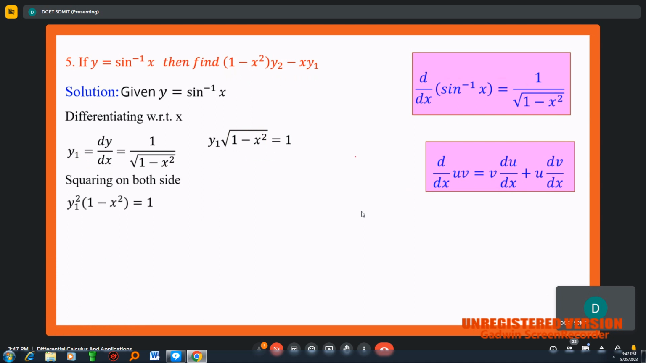Squaring on both sides, that is y1 square into square root of 1 minus x square, whole square. The square root and the square are cancelled. What is the left term here? 1 minus x square equal to 1 square, which is 1.